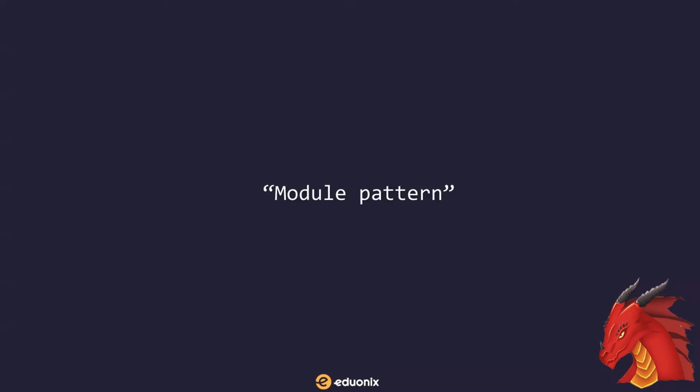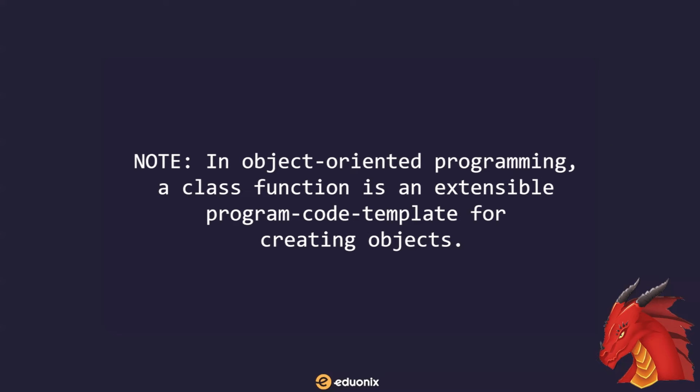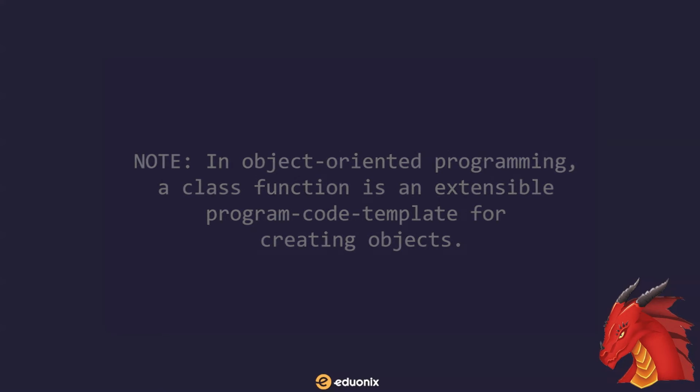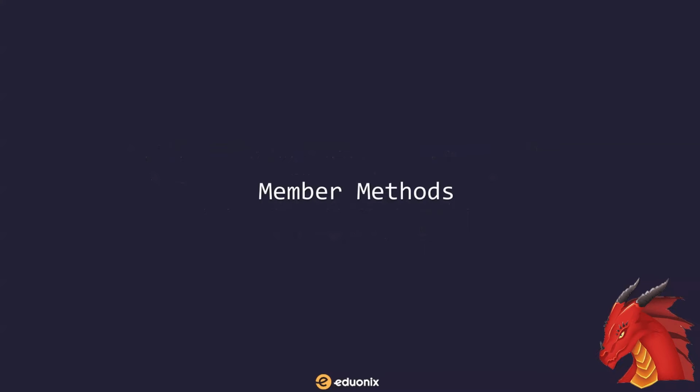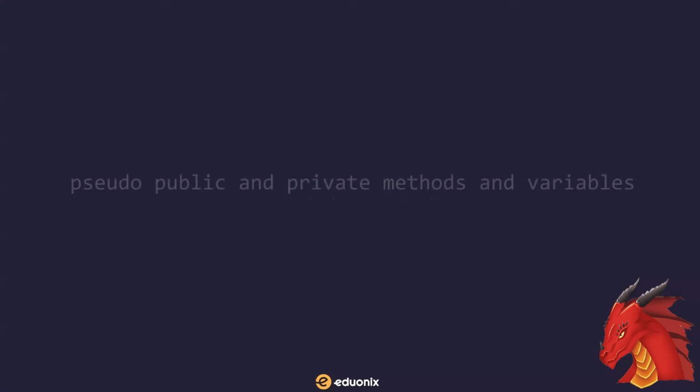JavaScript natively doesn't support the class keyword, but the module pattern can be used to mimic in your project the concept of a class. Note, in object-oriented programming, a class function is an extensible program code template for creating objects. Classes provide initial values for state, member variables, and for implementations of behavior using member methods.